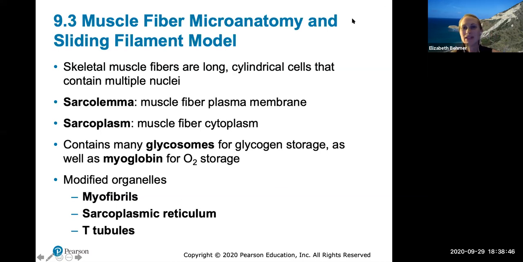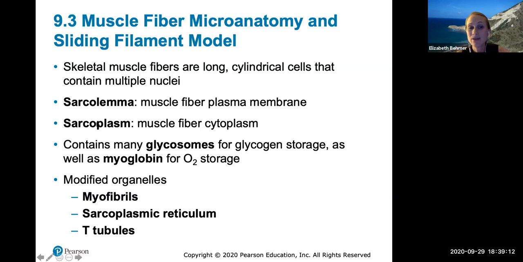Okay, so let's take a look at the microanatomy of a muscle fiber, because this will take us into the physiology of how muscles contract. Skeletal muscle fibers are long cylindrical cells. So when we talk about a muscle fiber, that means a muscle cell. The sarcolemma is similar to the plasma membrane. So it's just the exterior border of that muscle cell.